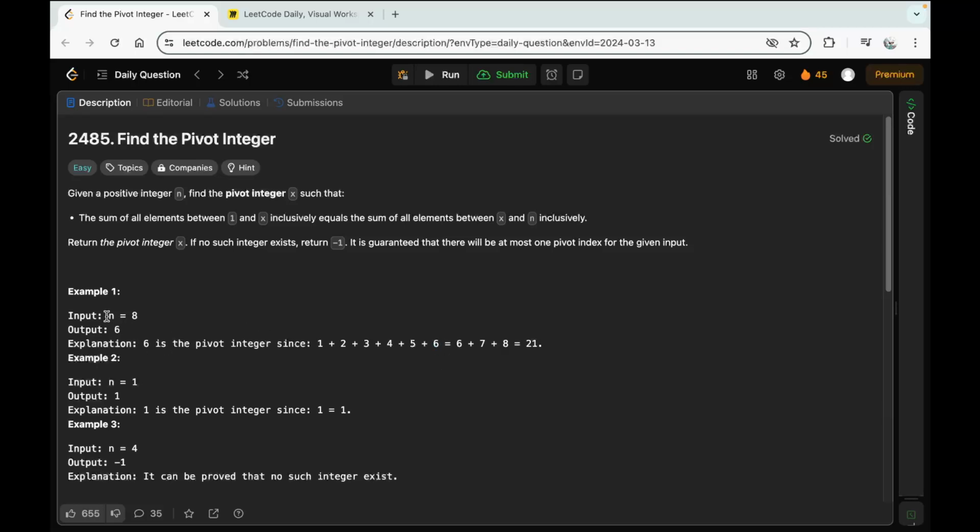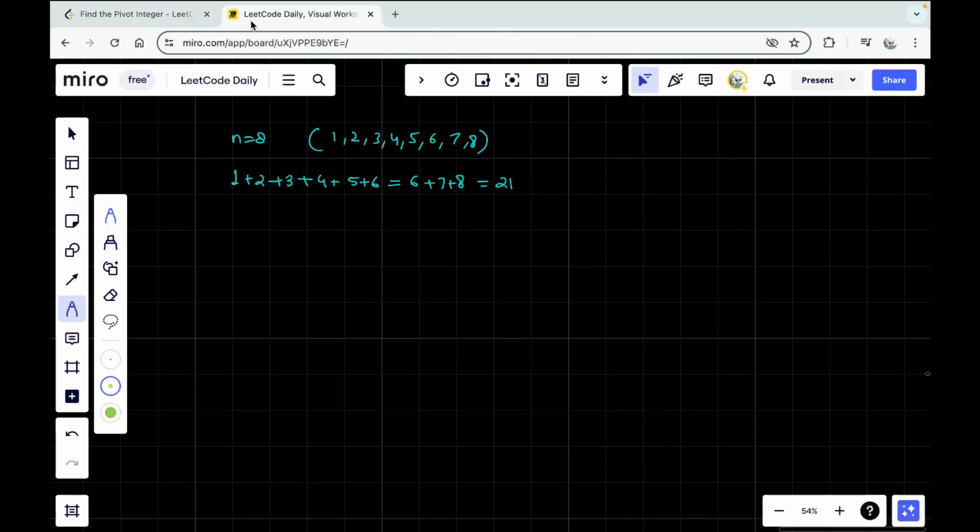So in this case when n is equal to 8, the numbers that you can have are 1 2 3 4 5 6 7 8. Now if you choose 6, you can see that starting from 1 to 6 the sum is 21. Starting from 6 to 8 the sum is also 21. So it is the same, which means 6 is your pivot integer and that is what you have to return. It's quite an easy problem.